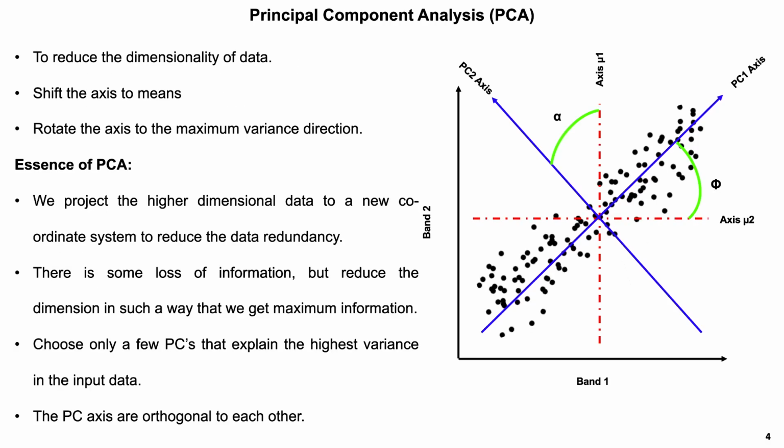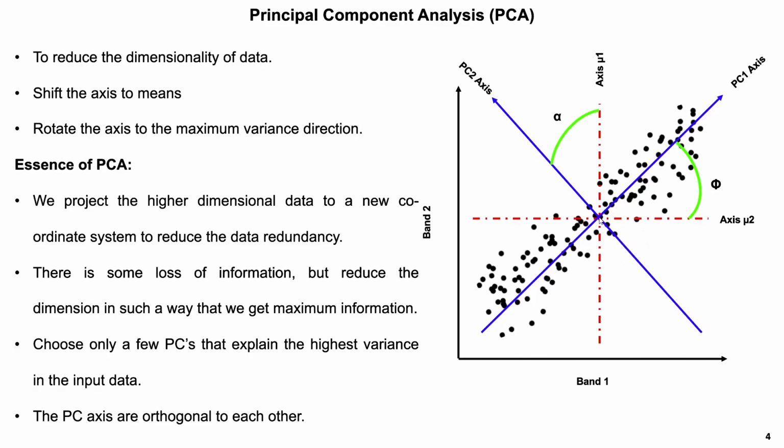So first topic is the principal component analysis. So here, in principal component analysis, we try to reduce the dimensionality of the data. So how do we do that? We will be shifting our axes. This is the x and y axis, band 1 and band 2. So we will virtually shift these axes to the highlighted blue line, which is the principal component axis.